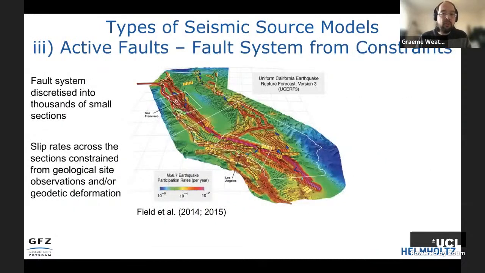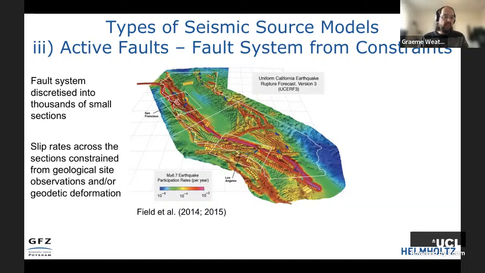At the other end of the spectrum, you could model faults more from a fault system perspective. This is where we see the state of the art that has emerged in recent years in California, where we begin to discard or reduce previous assumptions about segmentation, and break the fault system down into large numbers of small sections, and try to constrain the slip rate and the geology on a more nuanced basis.